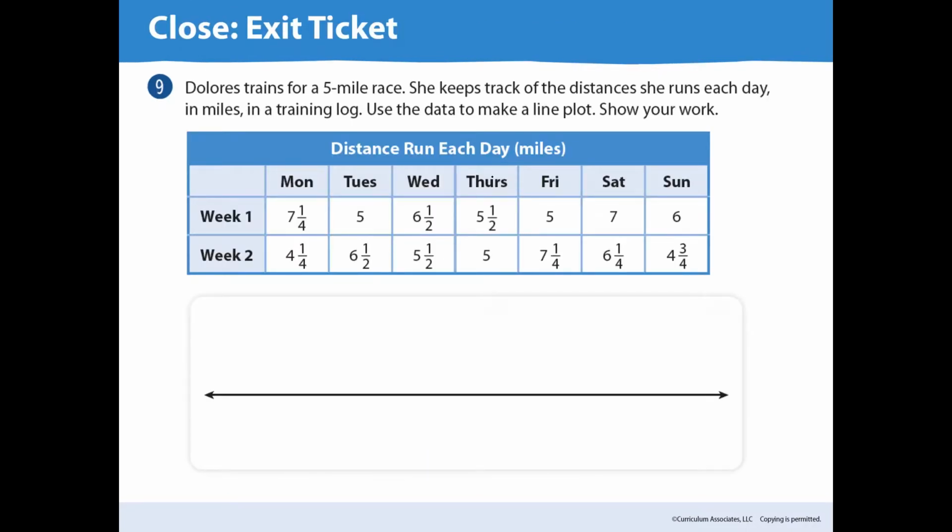Number 9, last problem. Dolores trains for a 5-mile race. She keeps track of the distances she runs each day, in miles, in a training log. Use the data to make a line plot. Show your work. So, let's see, what is our smallest one here? Well, actually, please pause, figure it out, and then press play and see if yours matches what I do.